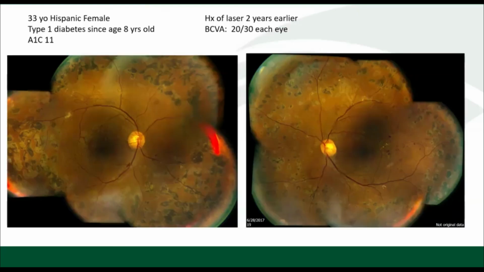So let's look at another case. This is a patient who's a 33-year-old Hispanic female. She's a type 1 diabetic since the age of 8. And unfortunately, like many patients that we still see today, she has not had well-controlled diabetes. Her A1C on this visit is over 11. You can see that she's had laser treatment at least 2 years prior to that, and she's really had pretty full PRP, what I would say.